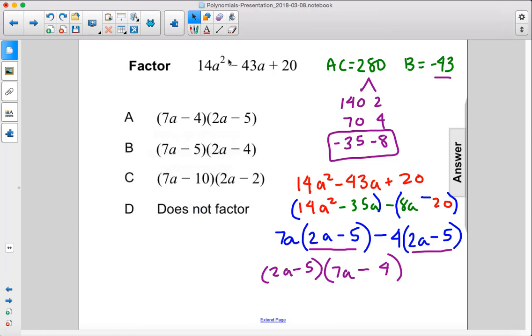Let's see the answer choices. And we see 7a minus 4 times 2a minus 5 is a.